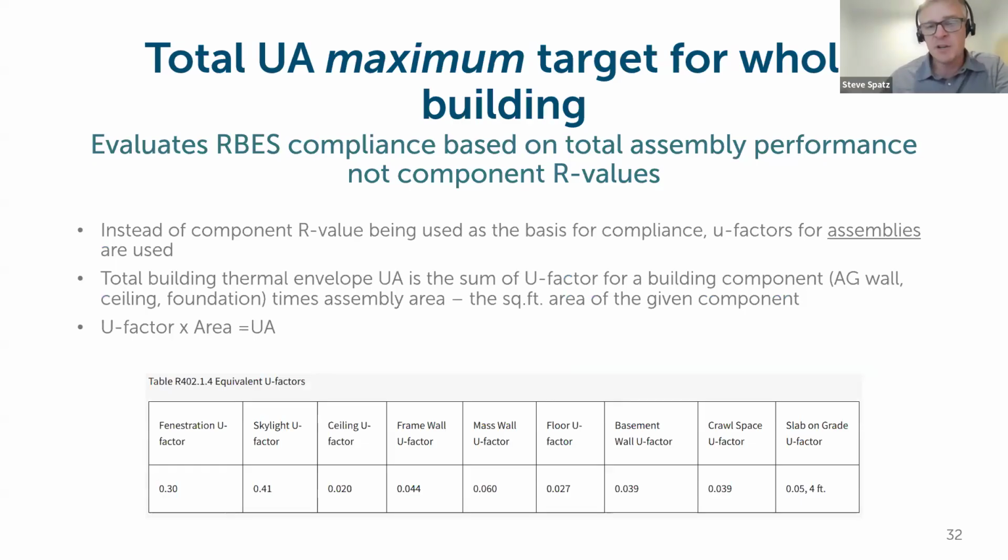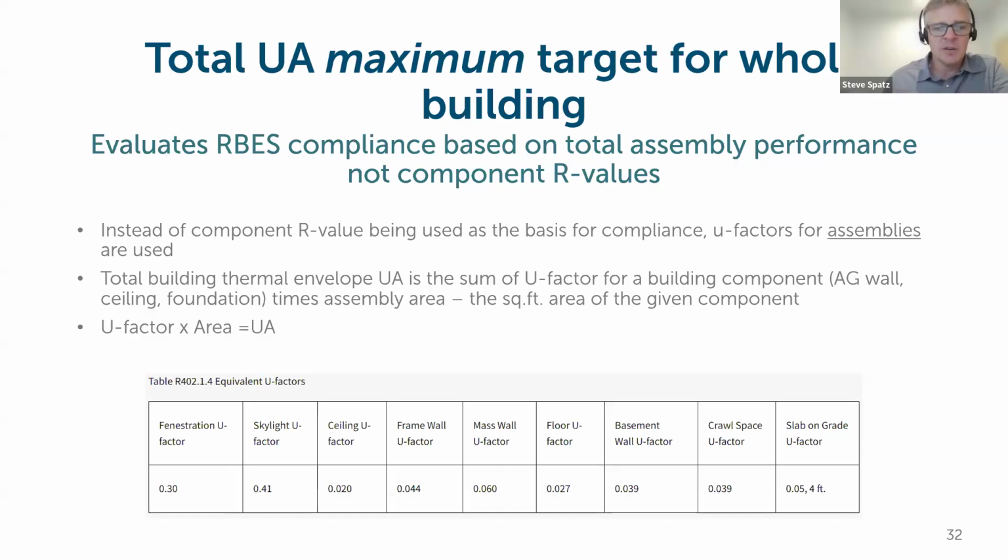So that is what REScheck is calculating and then generating as a performance compliance report: what the total U factor of the area of the entire building, the sum of the entire component area of the building, compares against what the code maximum target would require. So it's basically modeling what you're putting into the tool against what a code compliant building of the same square footage and area would need to meet.